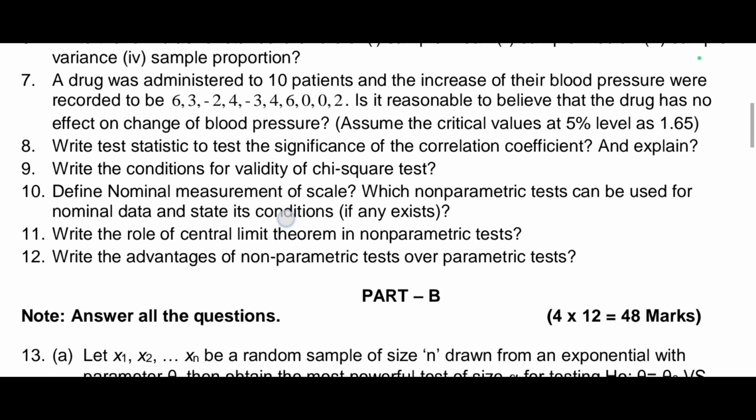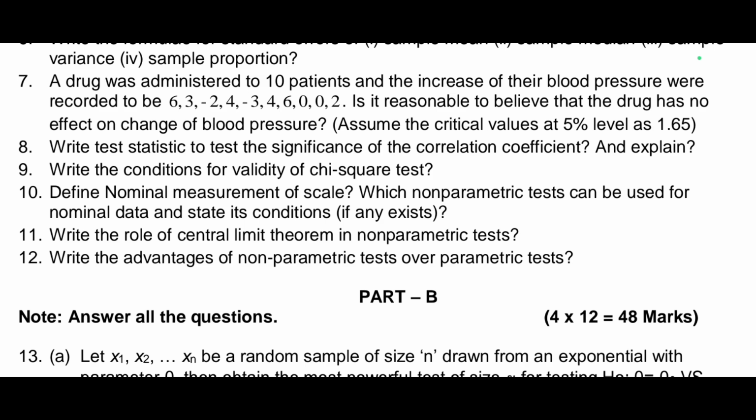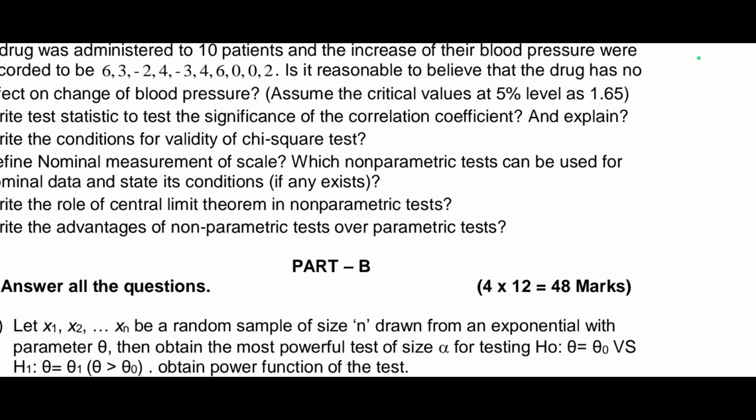Next, a drug was administered to 10 patients and the increases in their blood pressure were recorded to be 6, 3, minus 2, 4, minus 3, 4, 6, 0, 0, 2. Is it reasonable to believe that the drug has no effect on change of blood pressure? Assume that the critical value at the given level is 1.65.